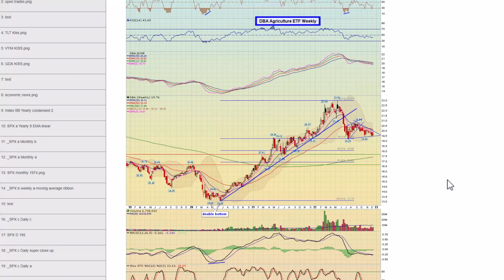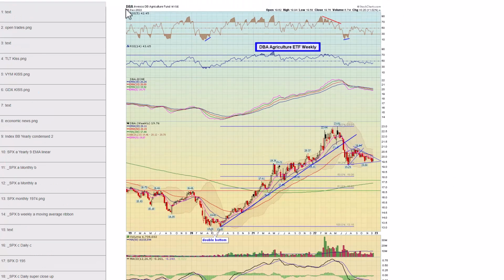Next, chart 67, DBA, agriculture ETF. It's forming a big coil here. It had a bear flag, bear wedge back here, back in August. It's got a coil right now.